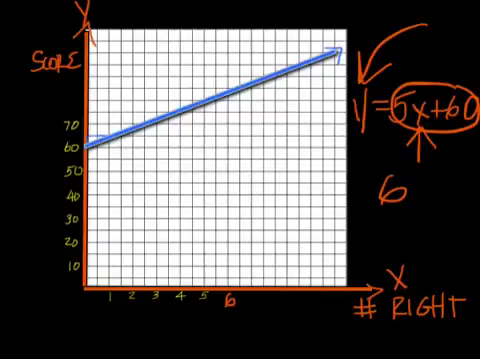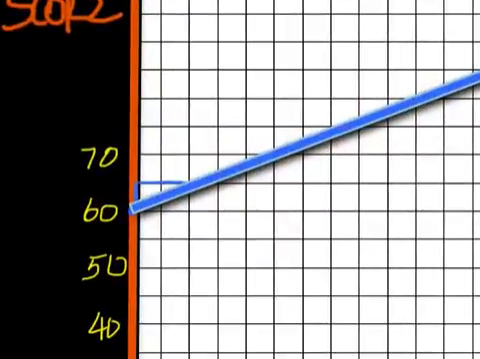So if I put a 6 in right here and multiply by 5, what do I get? 30 plus 60 is what? 90. So we'll check it again. 6, and here it is on the graph. Looks like it's close to 90. If you look over here, we can add in more numbers. This is an 80, and this is a 90.